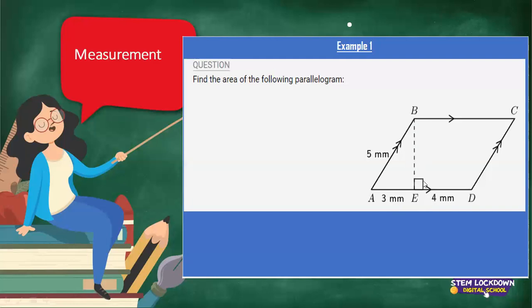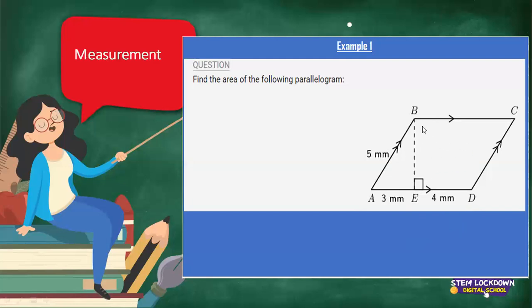So if b is 4, to find the area we say 4, that's the height, multiplied by the base. For the base we need to add both parts together: 3 plus 4 is 7. So 4 times 7 is 28. So 28 millimeters squared is the area of this parallelogram.